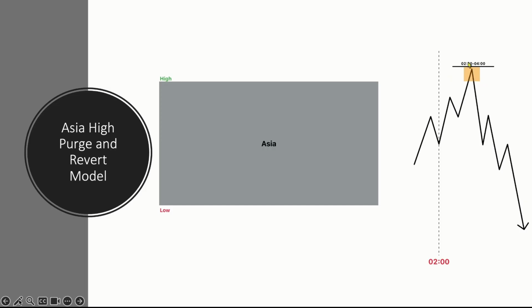From there on, I want to see displacement to the downside occur and I want to see sell side delivery occur. What would be the first drawn liquidity? The first drawn liquidity would be the Asia low, and secondly, that higher time frame objective that price is likely to draw towards.